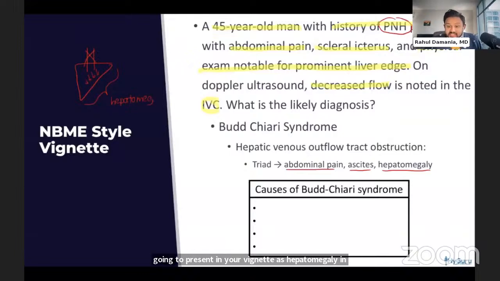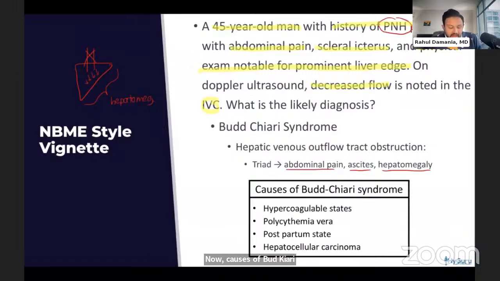Now, for causes of Budd-Chiari syndrome, you want to be thinking of your Virchow's triad, because essentially you're obstructing the IVC. You're obstructing the hepatic drainage. So things like hypercoagulable states like polycythemia vera, where your blood is like ketchup and you have increased viscosity. If you have increased viscosity, you have increased resistance to flow. You also have endothelial injury, and that can cause you to have thrombosis in the caval system. Postpartum state, again, high estrogen states can cause you to be hypercoagulable, as well as underlying hepatocellular carcinoma. Again, it all relates to Virchow's triad.